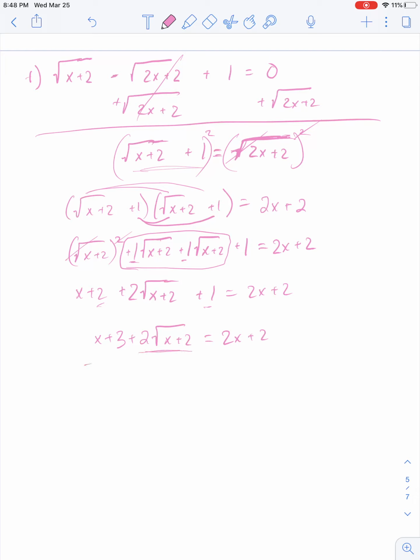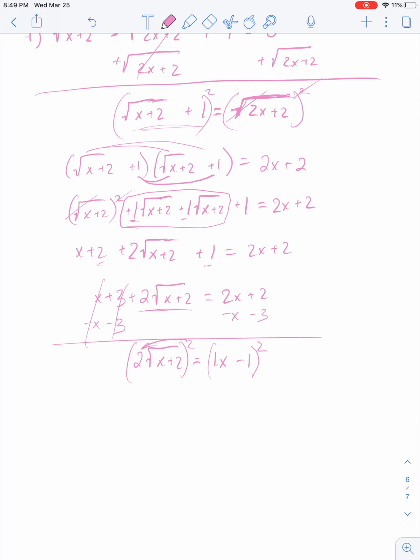All right, we want to get this by itself now, so I subtract x, subtract 3. Subtract x, subtract 3. Cancels, we're left with 2 square root of x plus 2 equals 1x minus 1. Here, if I divide by 2, divide that whole thing by 2, I'm left with a fraction. I don't like that, so I'm not going to do that. I'm going to do what we did a little earlier in the previous example. I'm just going to take this whole thing to the power of 2 and this to the power of 2. Keeping in mind that we're doing it to this and to the radical, right?